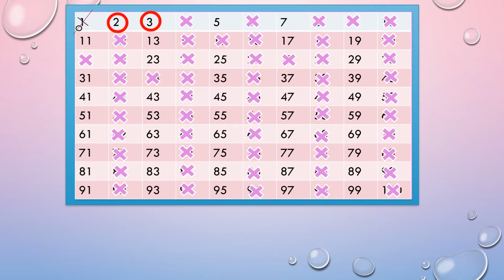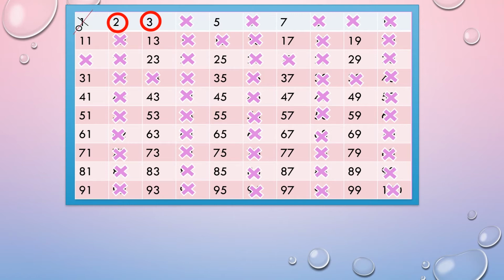3 12s are 36, already crossed out. 3 13s are 39. Okay, now there are some numbers left, and if you're not sure of the tables of 3 beyond 3 13s, all you have to do is add up the digits. So let's go to row number 5, starting with 41.